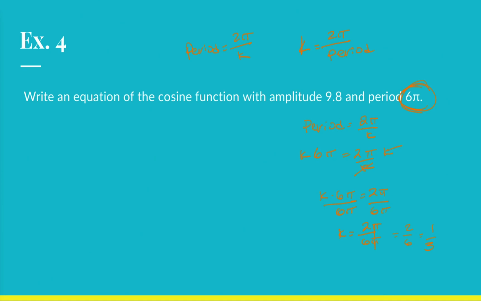So then your function with an amplitude of 9.8, you just put the 9.8 out front, it's a cosine function, and then the k is 1/3 x. I'd probably put parentheses around it just to be very clear. But that's it. That's your answer. And that's it for amplitude and period.